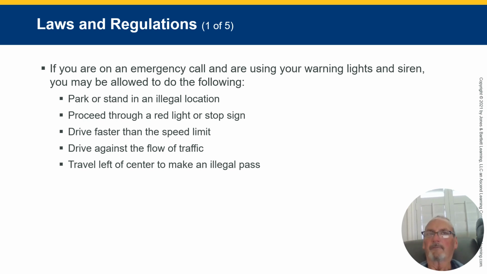Drive faster than the posted speed limit. 90% of the places that I know of have a maximum of 10 miles an hour over the posted speed limit. Drive against the flow of traffic. Travel left of center to make an illegal pass. What they mean by that is you have to get around someone. If it's a double yellow line, which technically you're not supposed to pass in, you're allowed to because you're in an emergency vehicle.